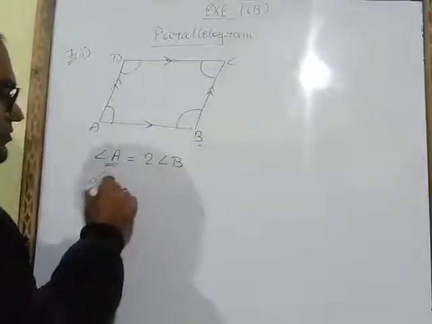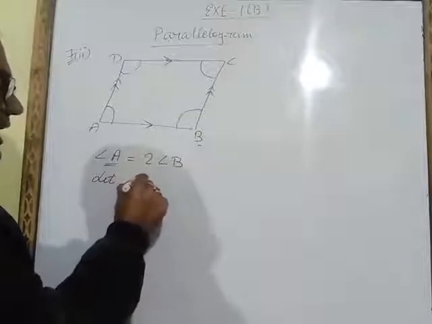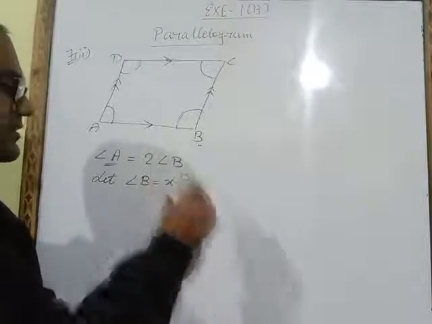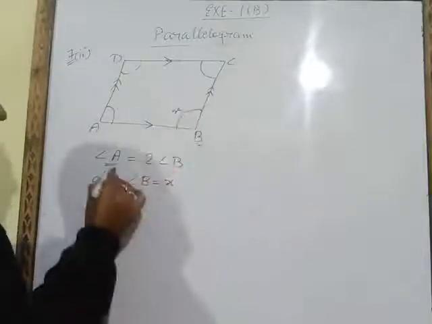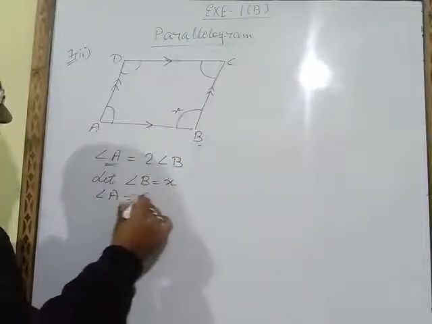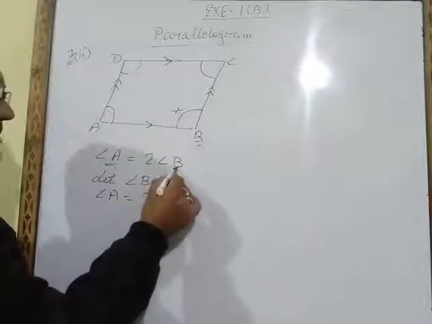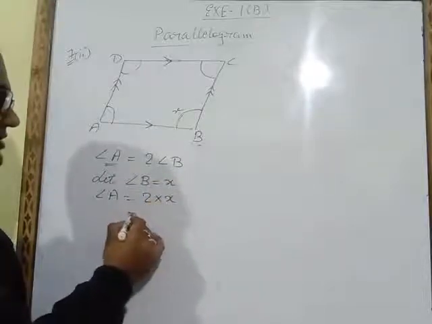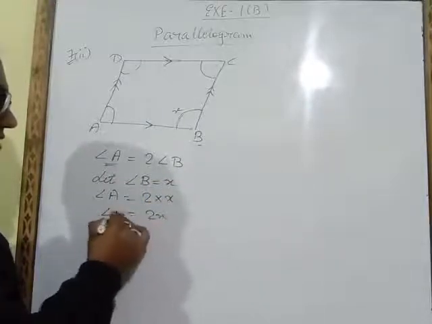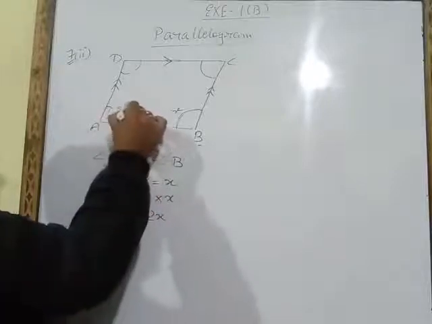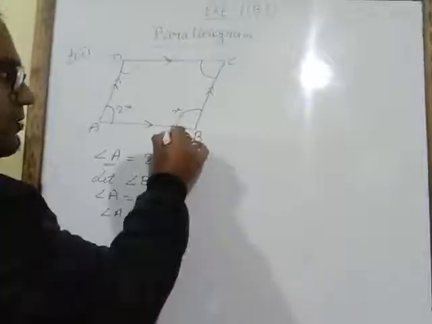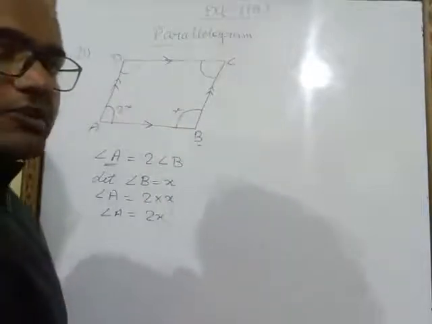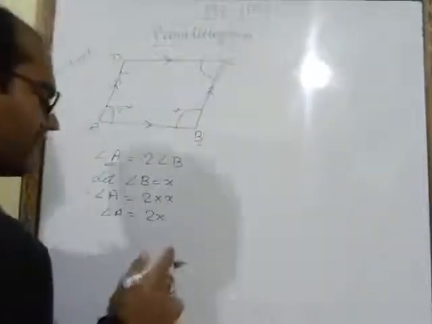So here we will assume, let's say angle B is X. If we take angle B as X, then angle A will be double of angle B. In place of angle B we will write the value X. So the answer of angle A is 2X. That means this angle is 2X. Now again we have to use the property. Which property? The property which we had used in the first part, the co-interior angles property.